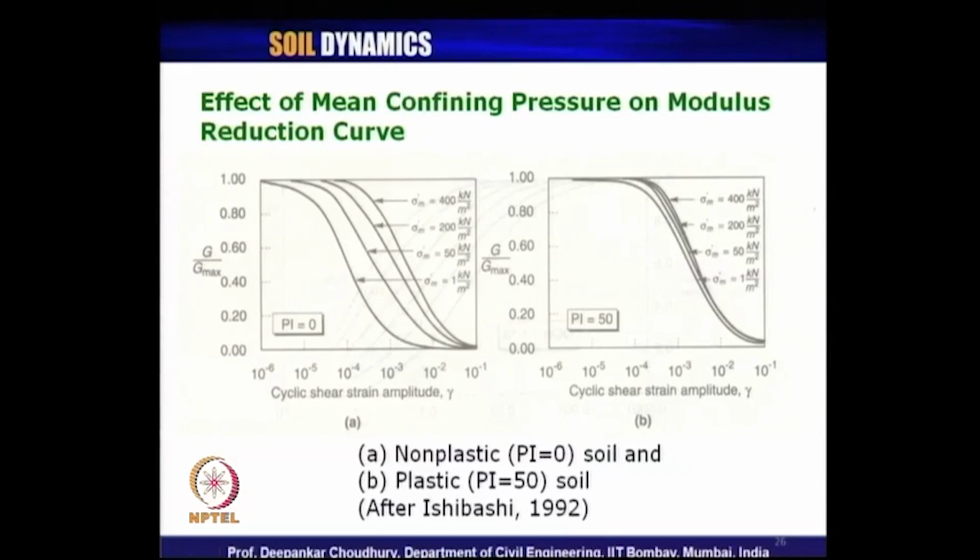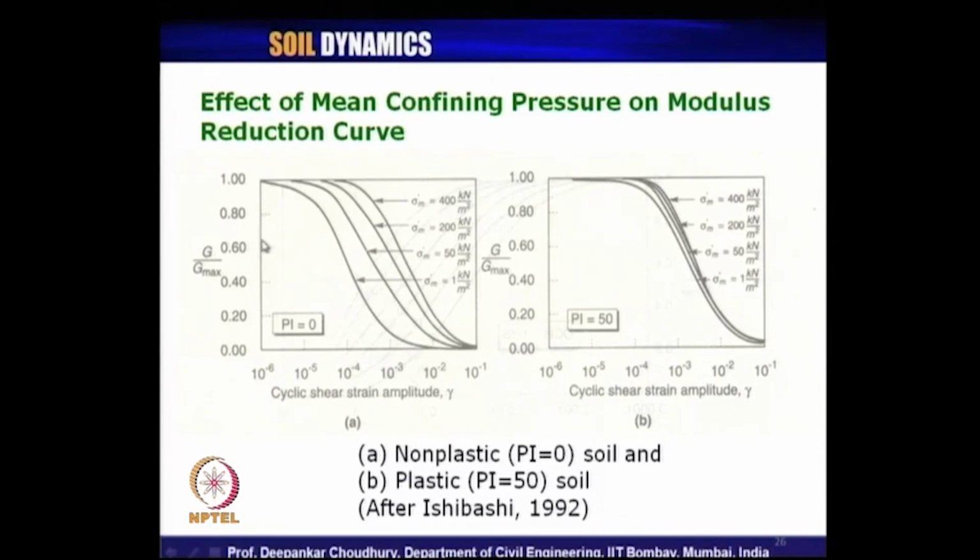And the effect of mean confining pressure on modulus reduction curve is given by Ishibashi in 1992, mostly for Japanese soil. So, G by Gmax, the earlier one was for mostly the California region soil. Okay. The Vucetich and Dobry's work is from California soil, they are from UCLA.